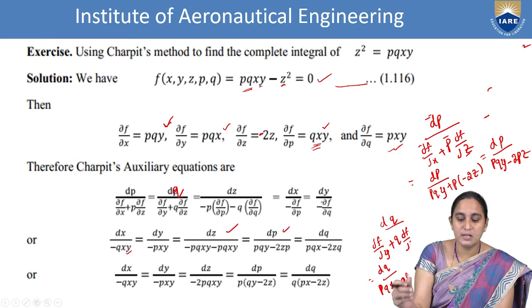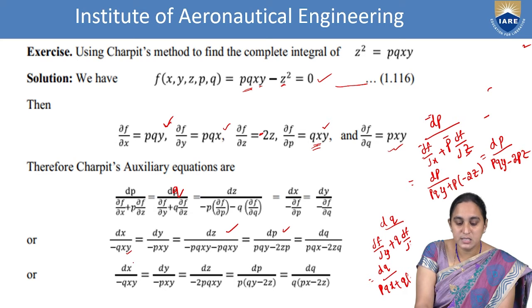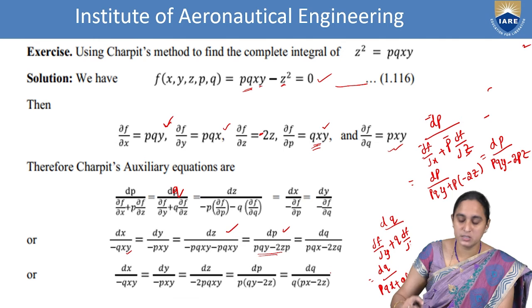After substituting all values in the auxiliary equation, we get like this: dx by minus qxy is equal to dy by minus pxy, and dz by minus pqxy minus pqxy, that is minus 2pqxy. That is equal to dp by, here what is common? p is common, so I take p out: p into qy minus 2z. That is equal to dq by, here q is common, so I take q outside and the remaining is px minus 2z. This is the auxiliary equation.